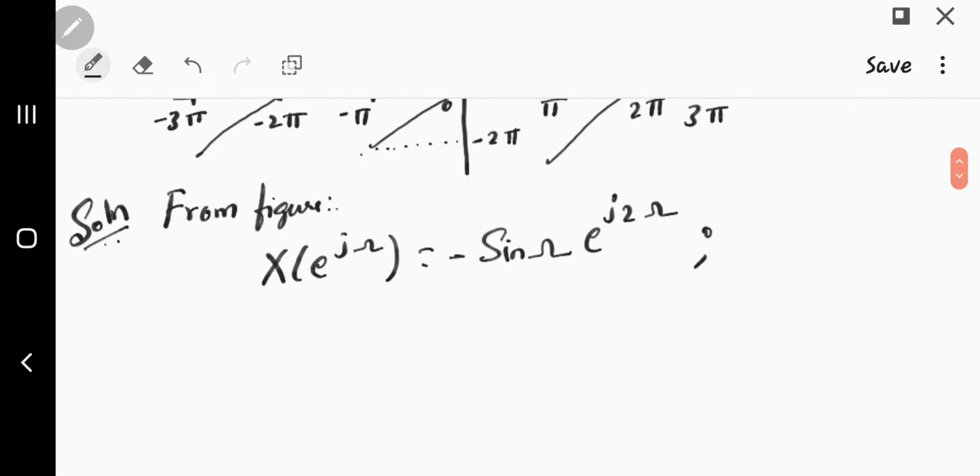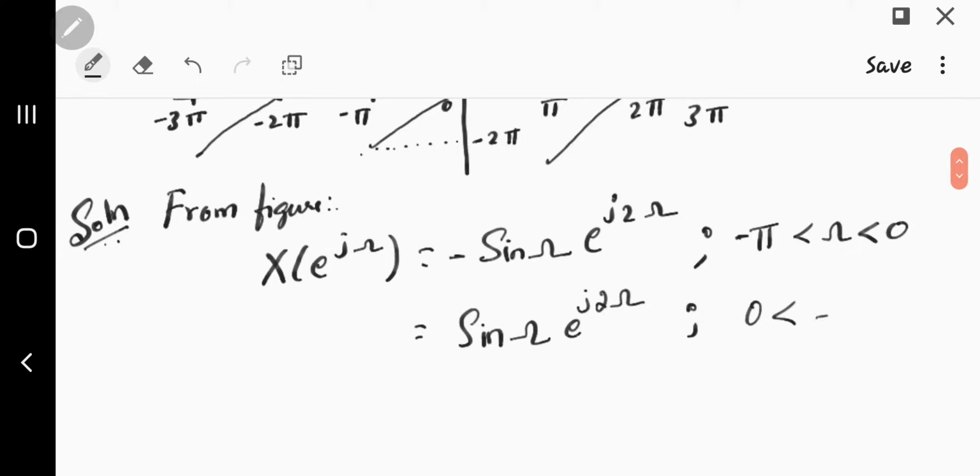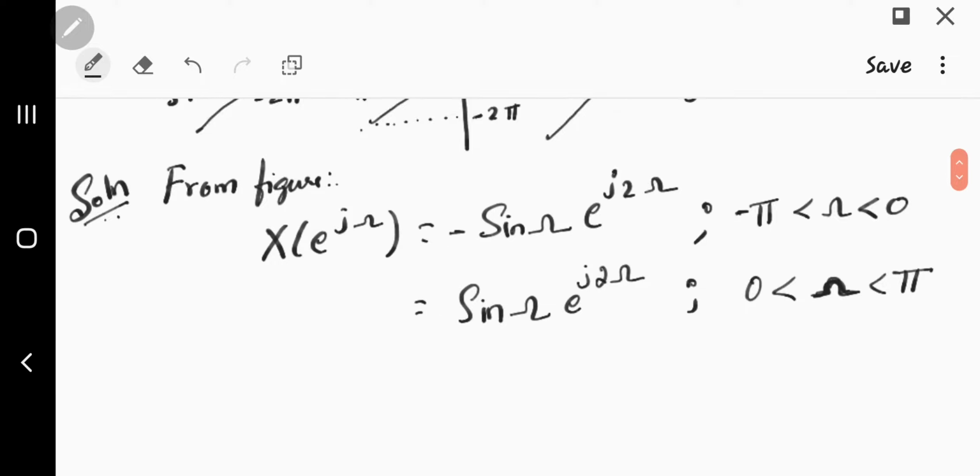Now what is the duration of the signal? This signal is from minus pi to 0, omega varying from minus pi to 0. Now x of e power j omega is sine omega e power j 2 omega for the duration 0 to pi. So this is what we have, x of e power j omega.